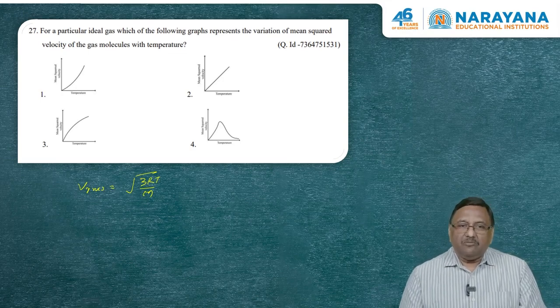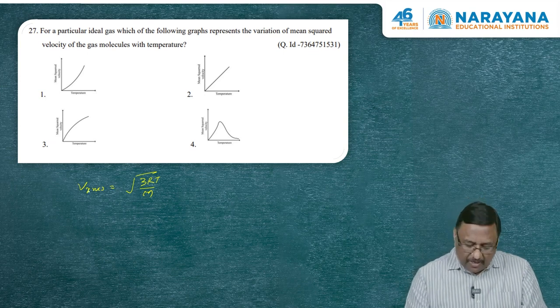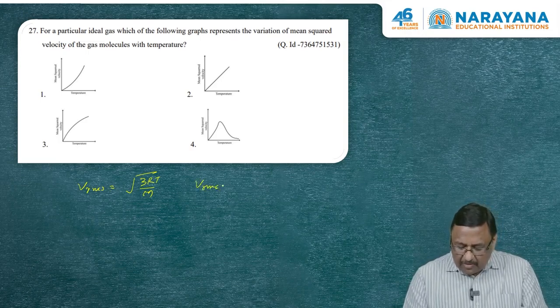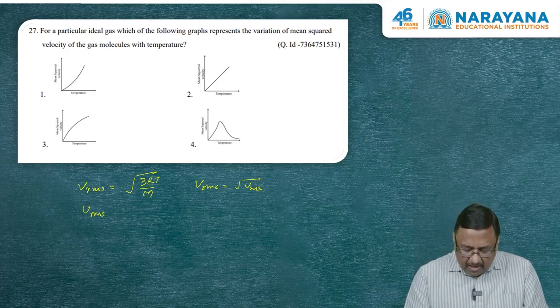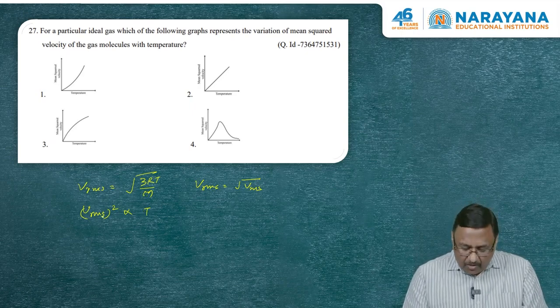Now in the question, he is saying for a particular ideal gas, you have to write a relation between the mean squared velocity and the temperature. So if I write mean squared velocity, VRMS, as we said, is nothing but the square root of the mean square velocity. So Vrms square should be proportional to temperature, because for a given gas R and M are going to be constant factors. So Vrms square is nothing but V mean square, so V mean square is proportional to temperature.